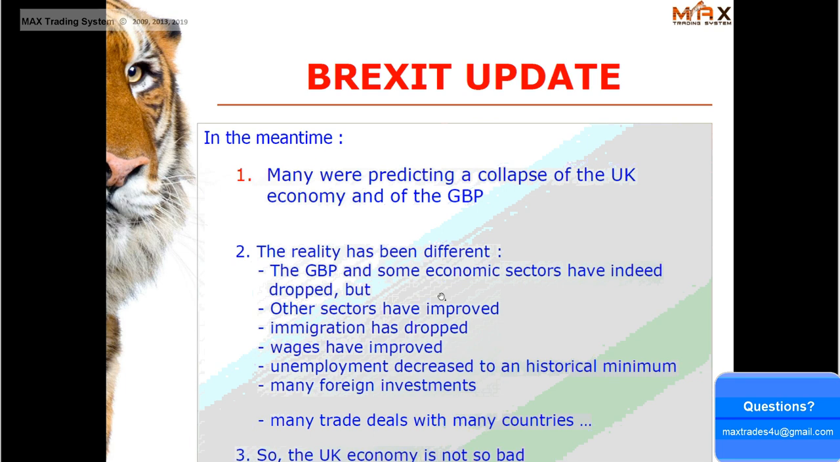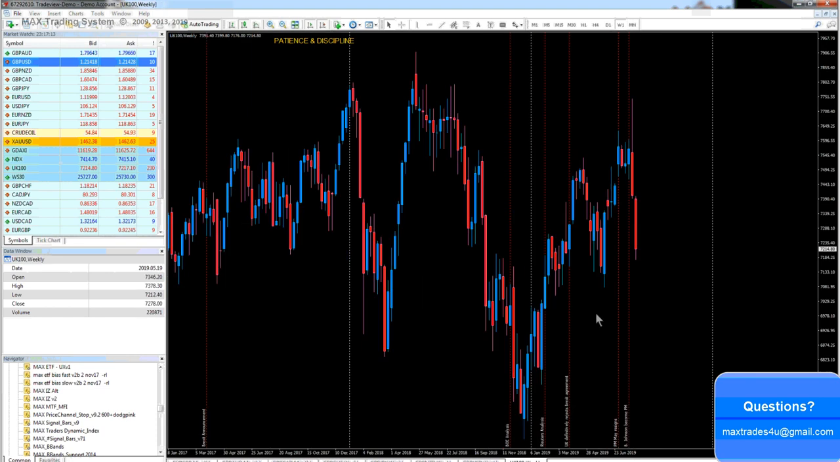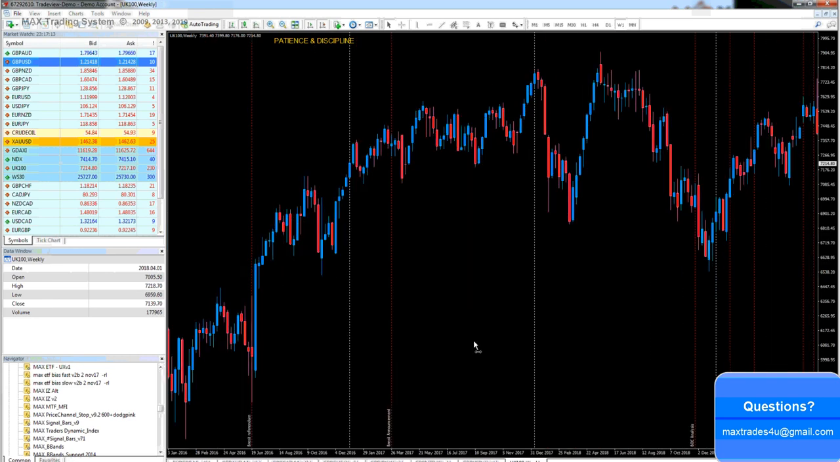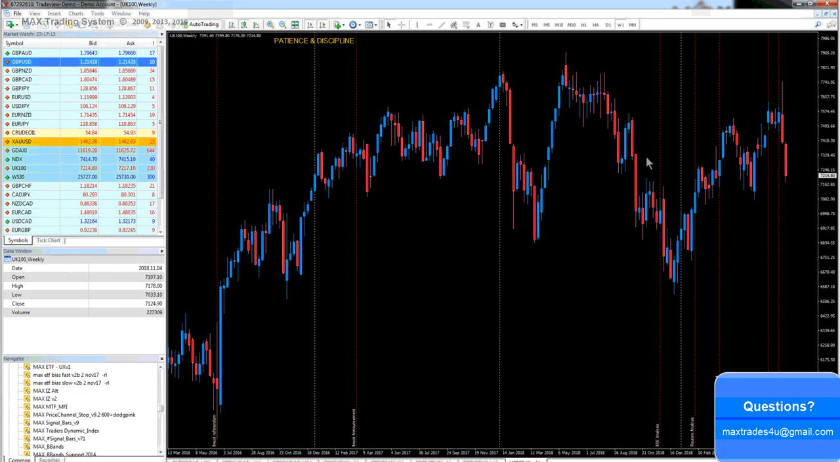If we look at another chart, for example, let's have a look here at the FTSE 100, which is the main index for the stock market in the UK. On this chart, we can see that since the Brexit referendum, which was here on this part of the chart, the FTSE has improved.